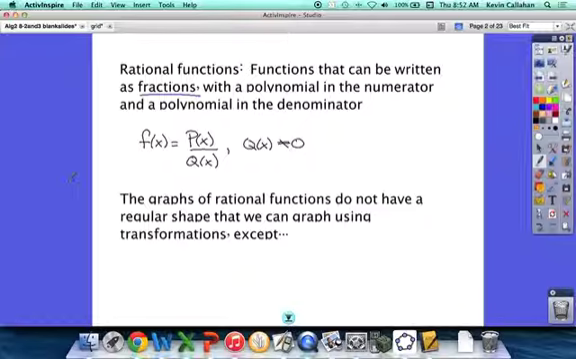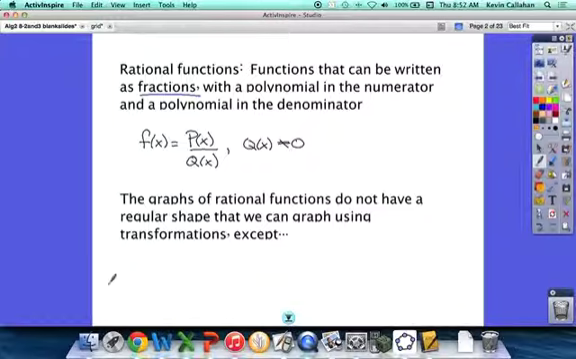The fraction would have a polynomial in the numerator and a polynomial in the denominator. And always, it would say after that, in this case, it's p of x divided by q of x, and it says q of x does not equal 0. Why would they say that? Right, you can't divide by 0. So that's the thing you have to be on the alert for. If you've got a q of x in the denominator, make sure the denominator doesn't equal 0.